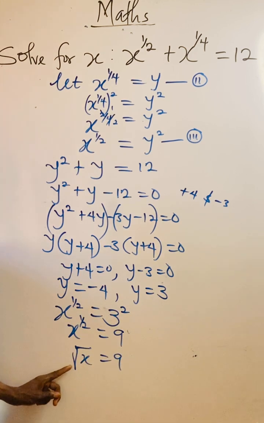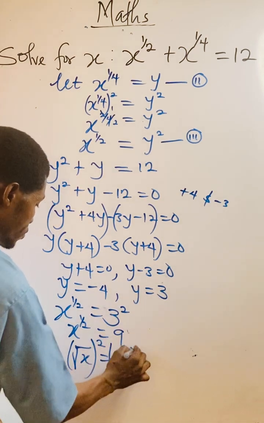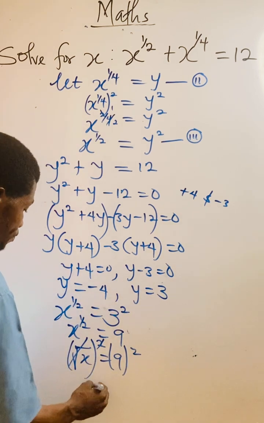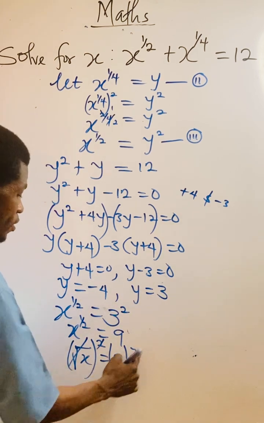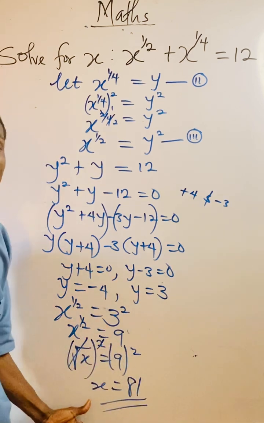In order to get the value of x, we square both sides. The square will cancel the square root. Then x is equal to 9 squared, which is 81. Therefore, the value of x is equal to 81.